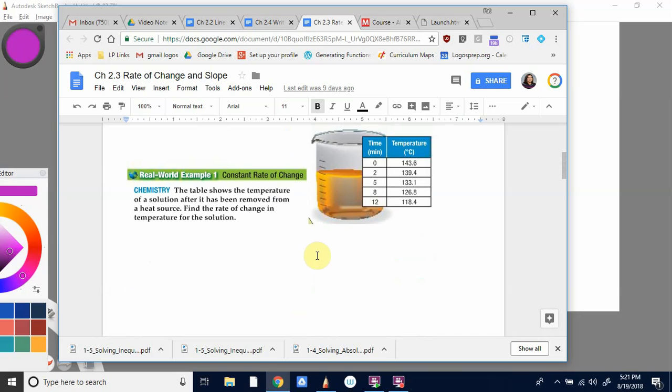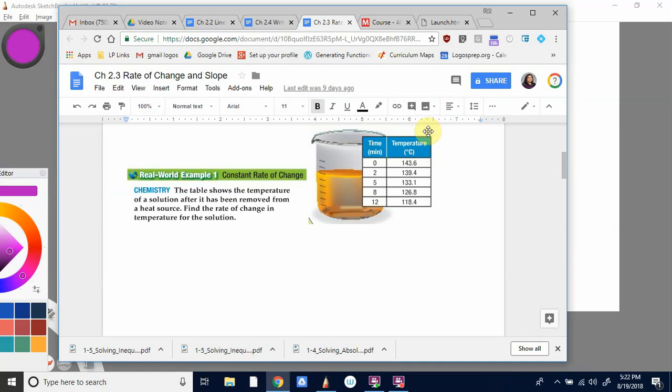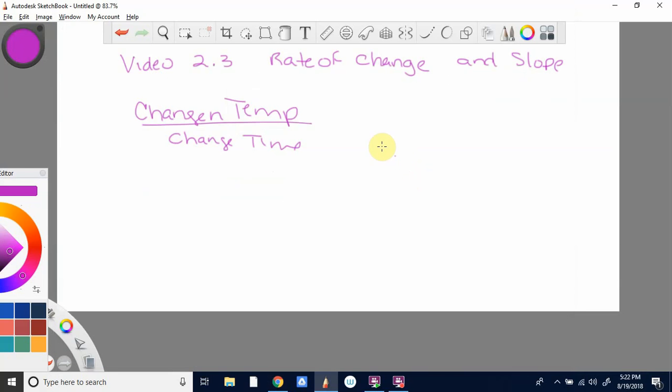So here we want to find the change in temperature over the change in time. Remember, a rate is just a fraction. If we look at our table here, we're going to use the times 2 minutes and 5 minutes and their corresponding temperatures. So what we're going to do is find the change in temperature.